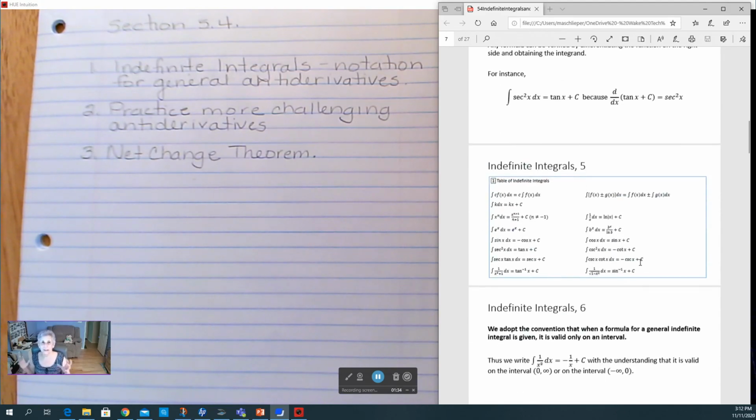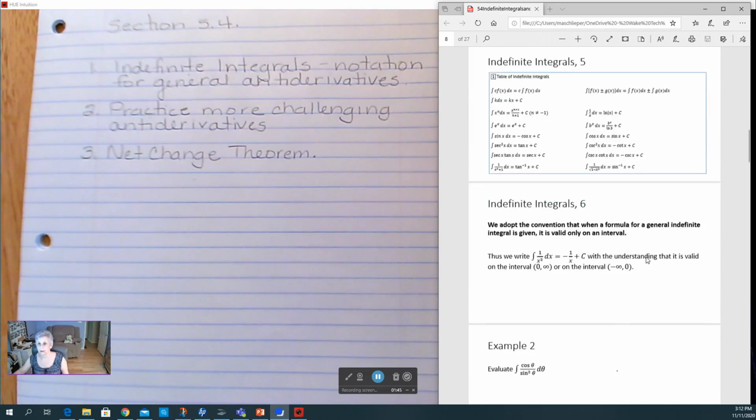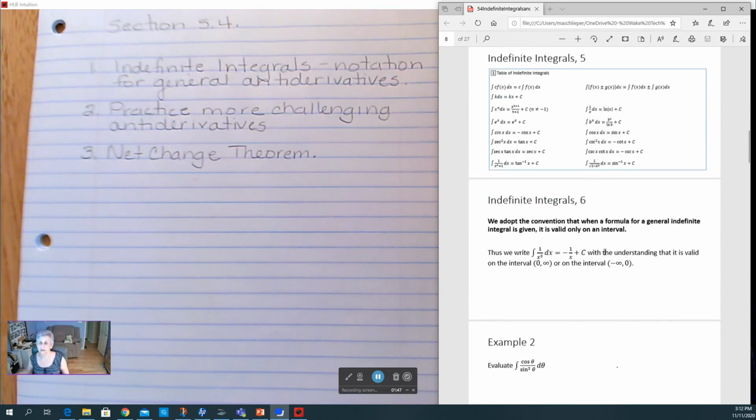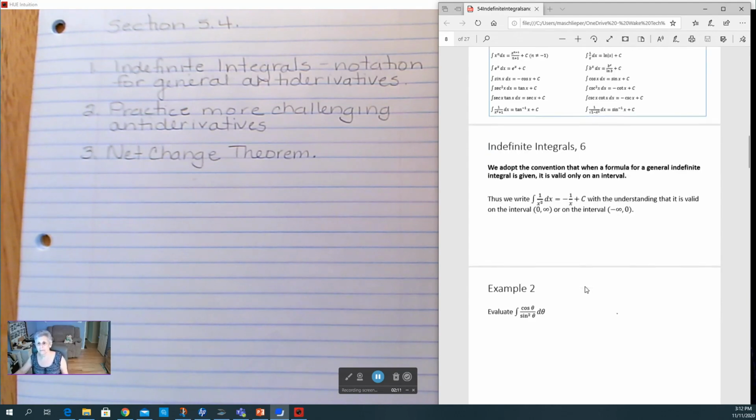Here's a table of indefinite integrals. You should have those all stuck in your brain like glue. There is a Quizlet that you can use to practice them. Now we adopt the convention that the general indefinite integral antiderivative is only valid where it's valid. So we don't have to divide it up into pieces if there are holes in the domain, like the integral of 1 over x squared is obviously not defined when x is equal to 0.